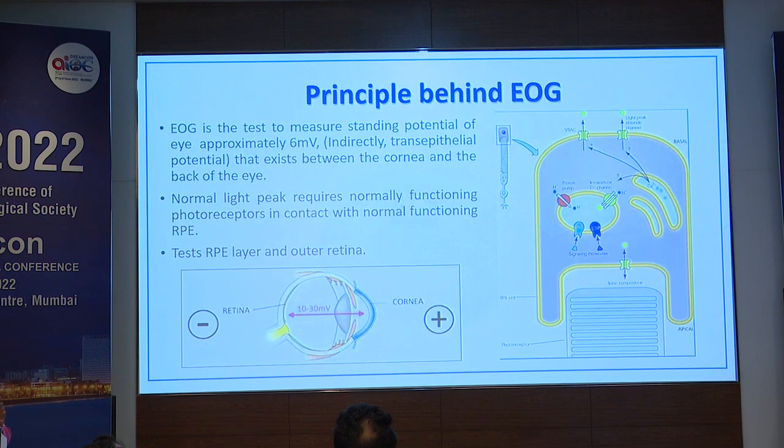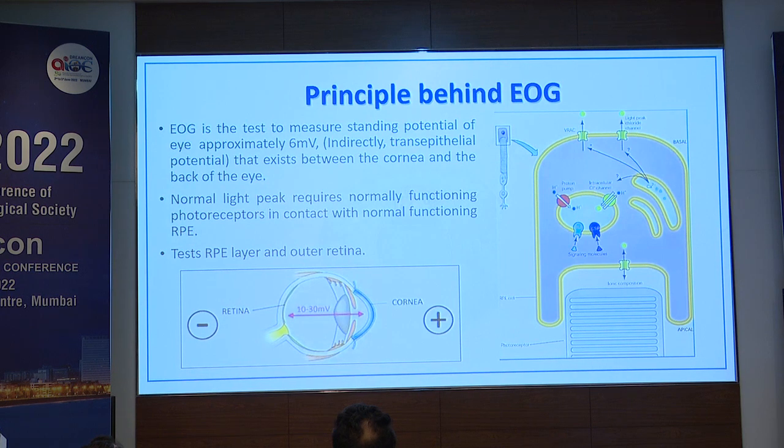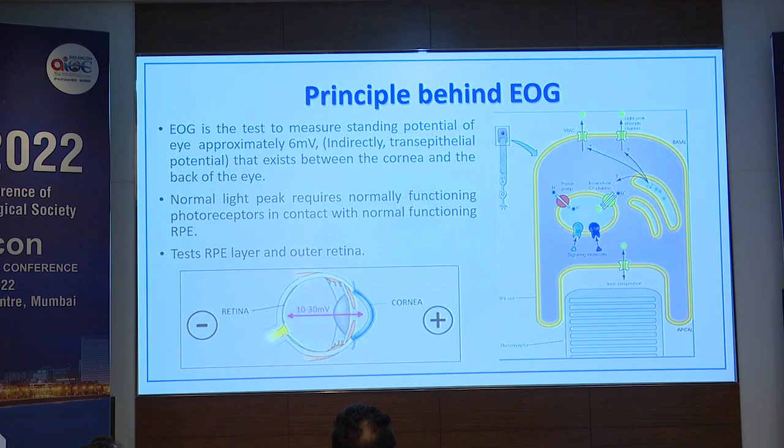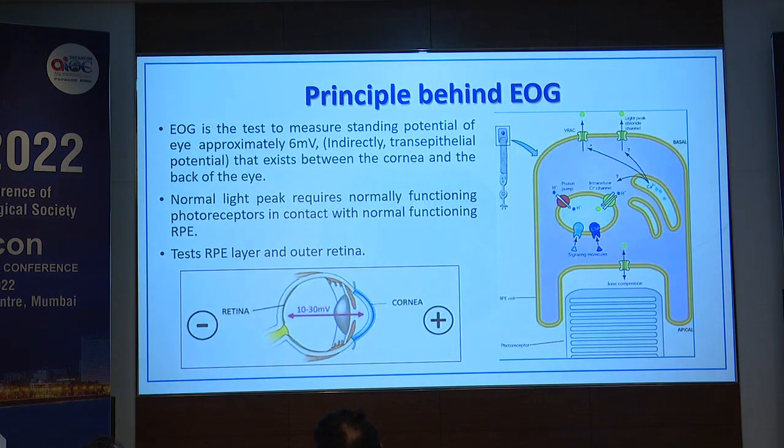What is the principle behind EOG? EOG is the test to measure the standing potential of the eye, approximately 6 millivolts. Indirectly, it measures the transepithelial potential that exists between the cornea and the back of the eye. A normal light peak requires normally functioning photoreceptors in contact with a normally functioning RPE.